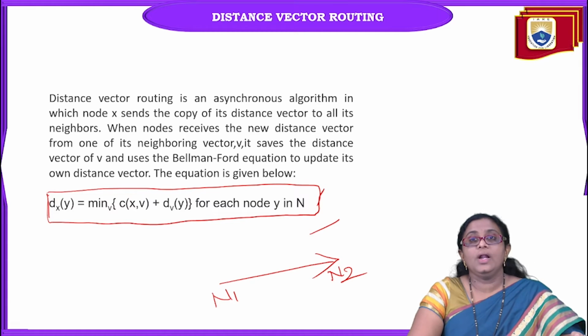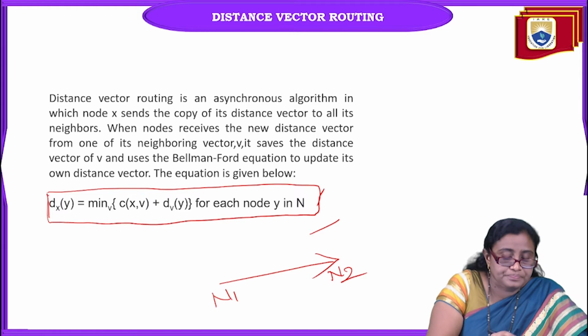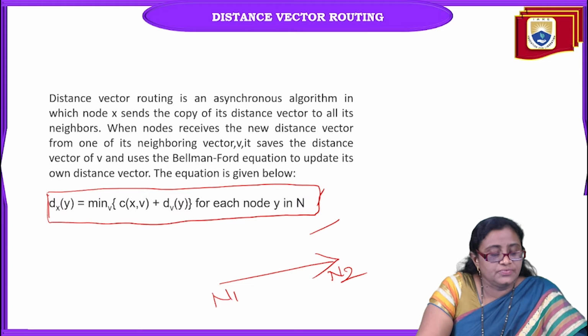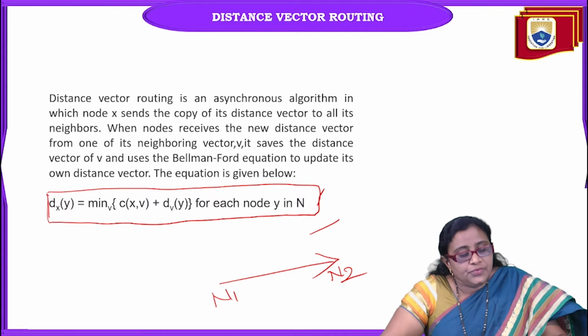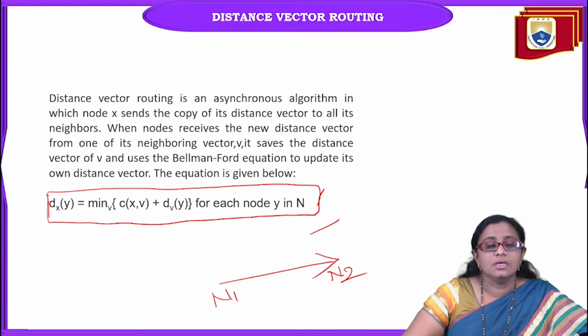Here, node x sends a copy of its distance vector to all of its neighbors, and nodes then receive the new distance vector. So, to define it, distance vector routing is an asynchronous algorithm in which node x sends a copy of its distance vector to all of its neighbors.